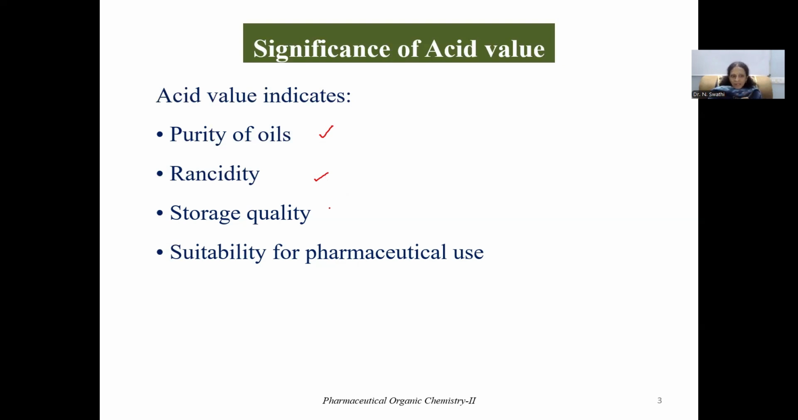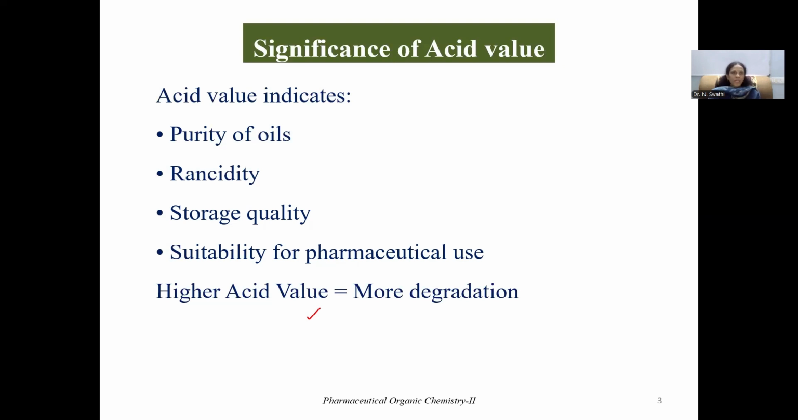So in that way, even the storage quality of the given sample of oil can be determined by performing the acid value. And thus, if the given oil or fat is having desirable quality, then it is suitable for the pharmaceutical application. And thus, suitability of the given sample for the pharmaceutical application can be identified with the help of acid value. Higher the acid value, more will be the degradation. That means if an oil sample is not stored properly, then usually it will be having higher acid value. This indicates that the given sample is a stale oil or it is stored under improper storage conditions.